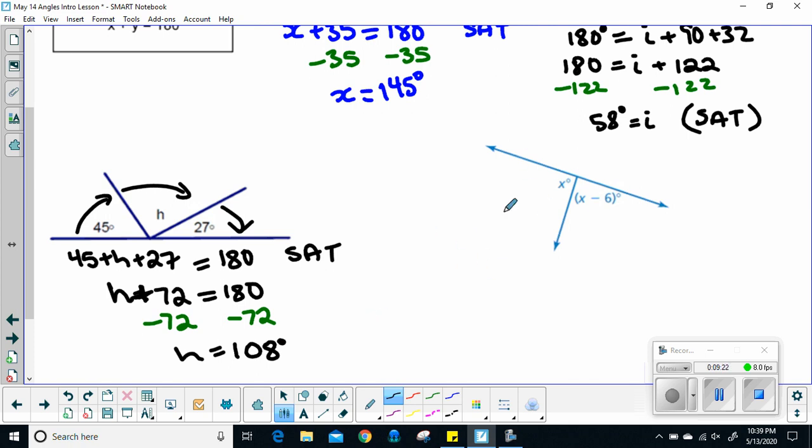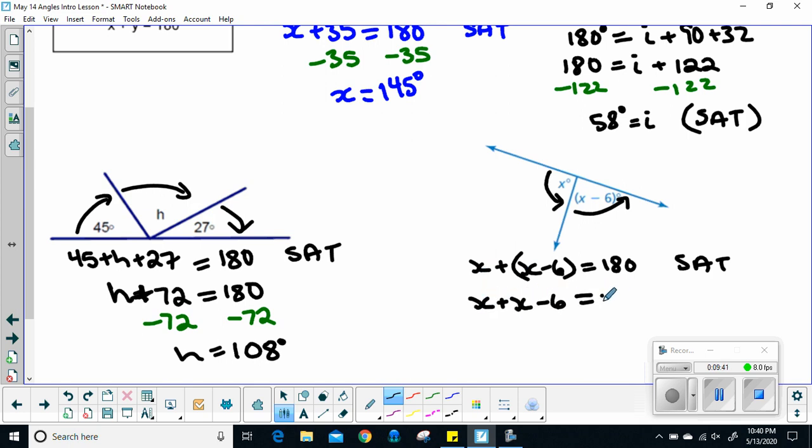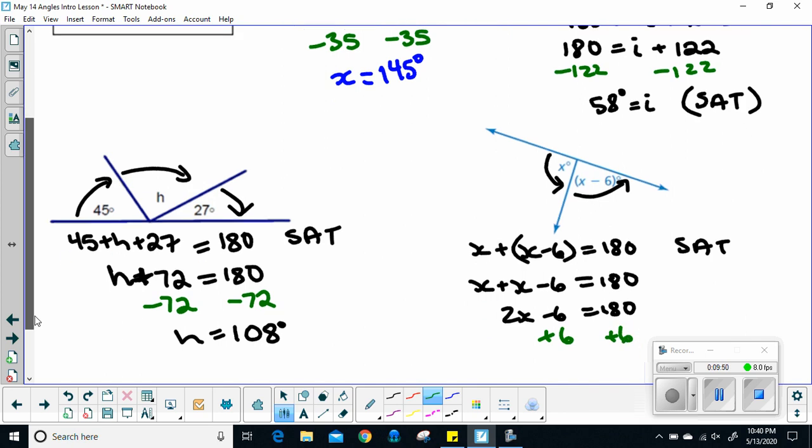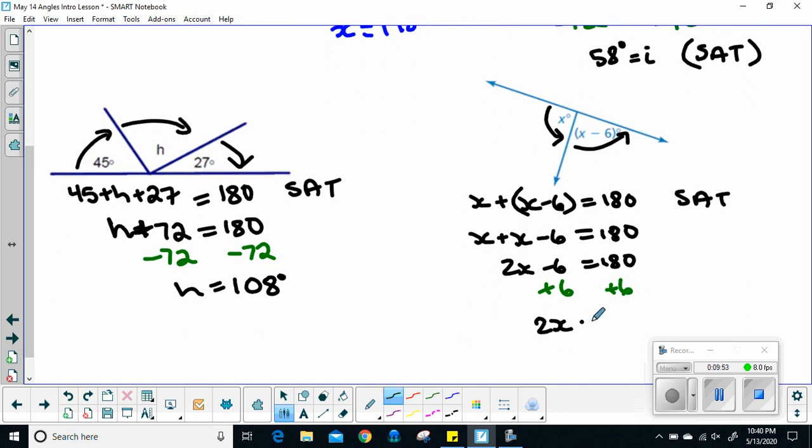Last but not least, let's do this one. So here I've got angle X plus X minus 6 equals 180 degrees because they're all in a straight line. Add them up. We don't have anything outside of brackets, so we can really just drop the brackets. X plus X is 2X, minus 6 equals 180, plus 6 to both sides. So we get 2x equals 186. Divide both sides by 2. X equals 93 degrees. Oh, this is lovely. Keep it up. What else have we got?